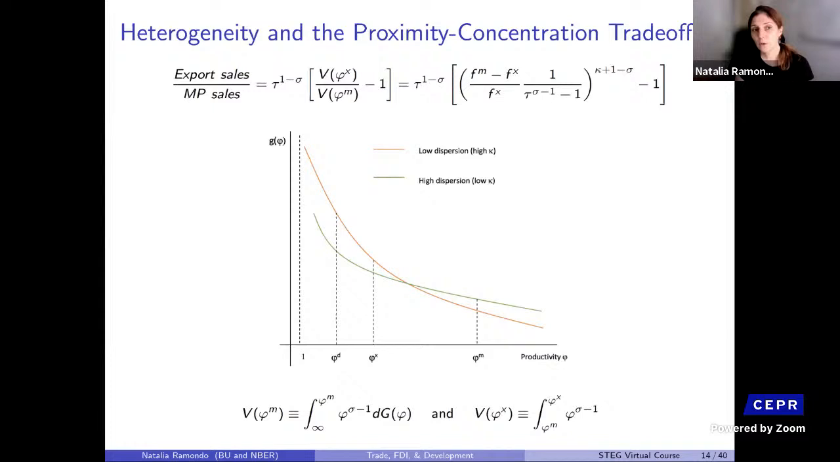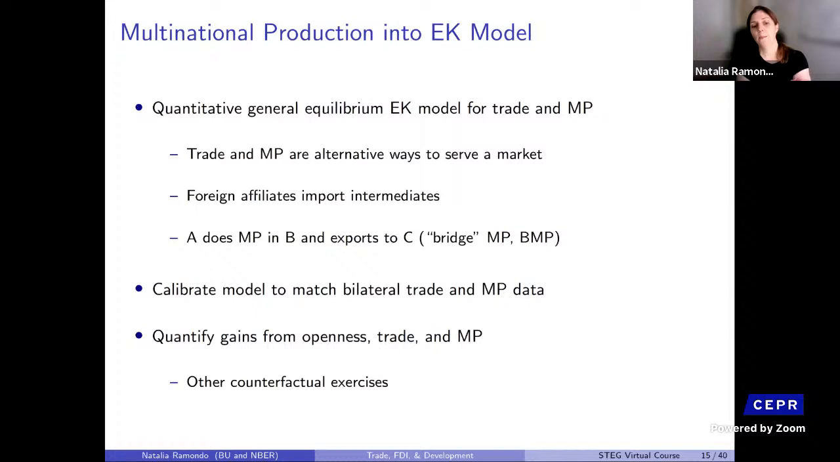So we're going to move to a framework that you saw a couple of lectures ago with Melanie Morton, which used the Ricardian EK model, Eaton-Kortum 2002. This is my work with Andres Rodriguez-Clare. Basically we introduce multinational production in this type of Ricardian framework. The objective there was to have a quantitative general equilibrium model to run counterfactuals. So we are going to allow for forces in the model, like trade and MP being alternative ways to serve a market.